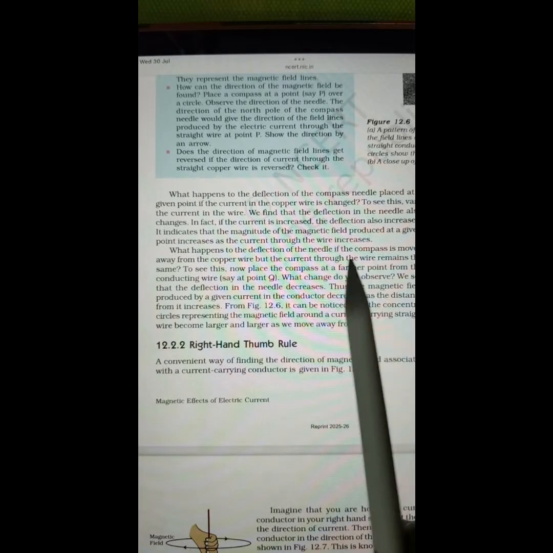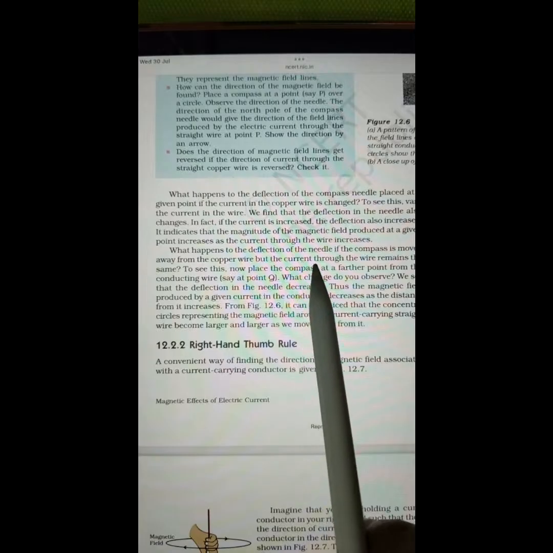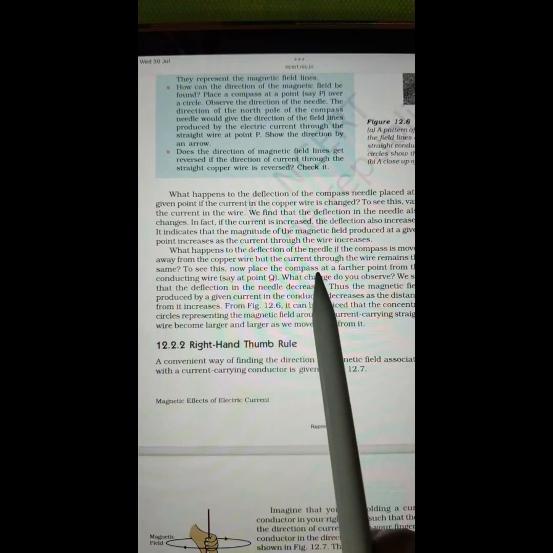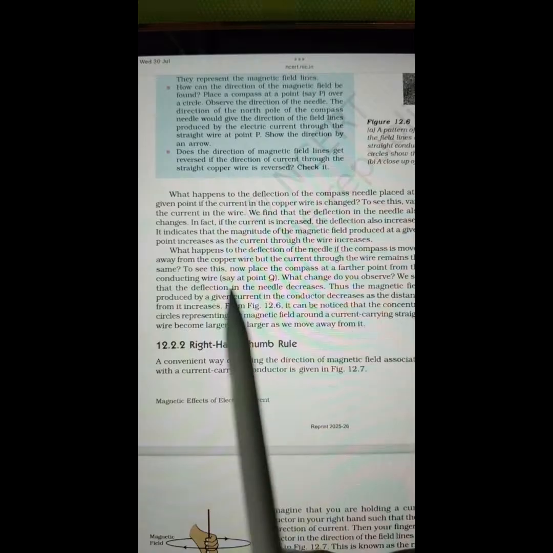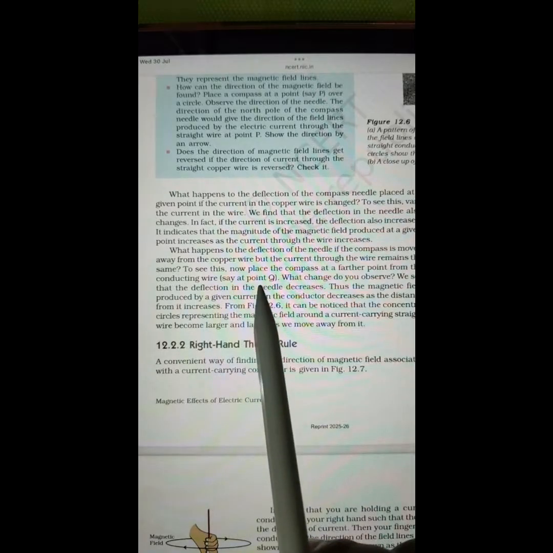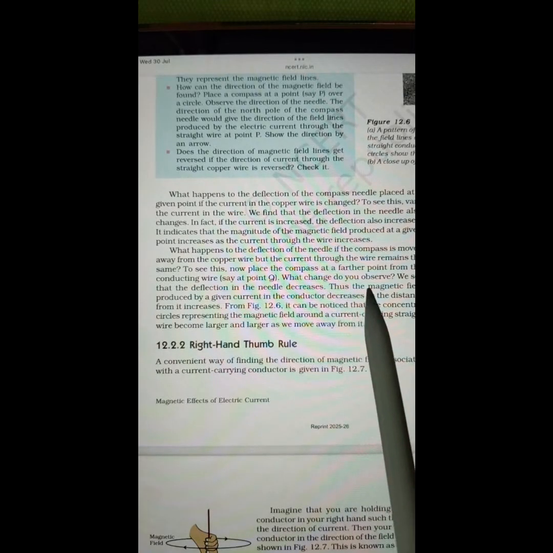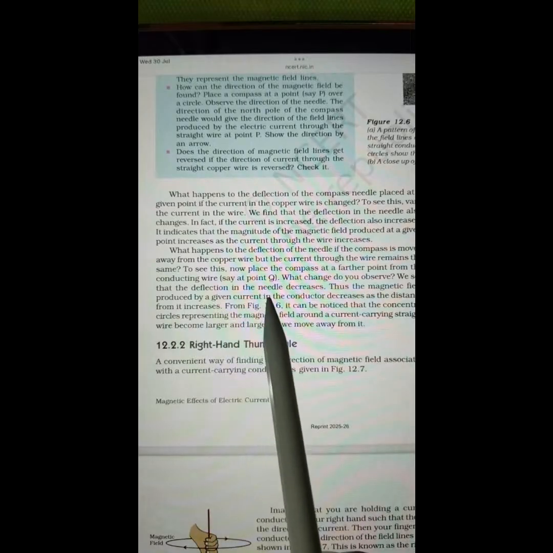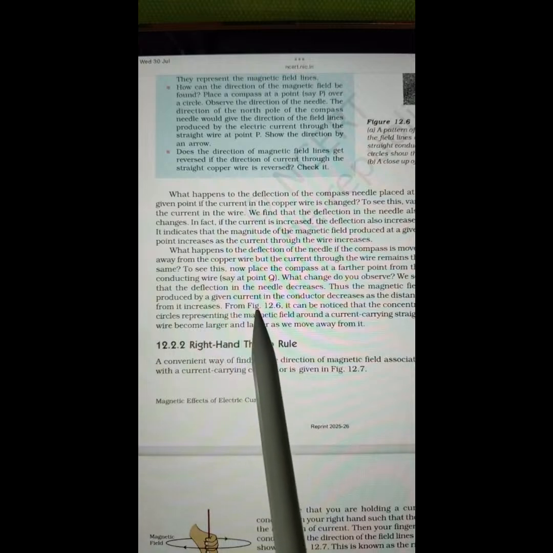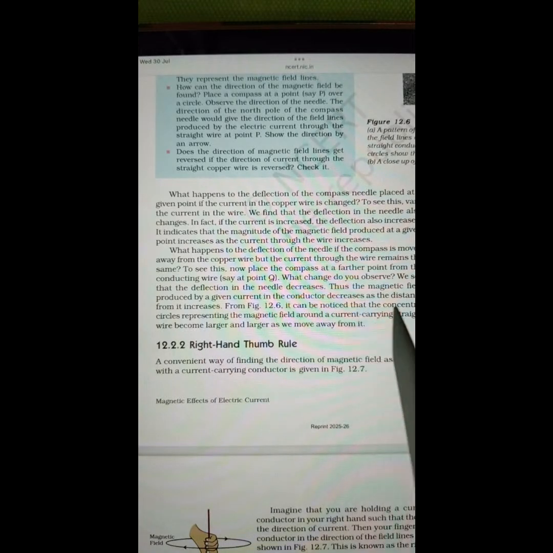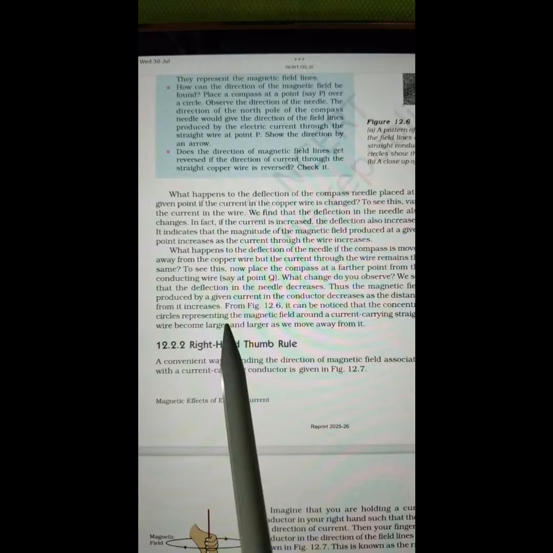wire increases. What happens to the deflection of the needle if the compass is moved away from the copper wire but the current through the wire remains the same? To see this, now place the compass at a further point from the conducting wire, say at point Q. What change do you observe? We see that the deflection in the needle decreases. Thus, the magnetic field produced by a given current in the conductor decreases as the distance from it increases.